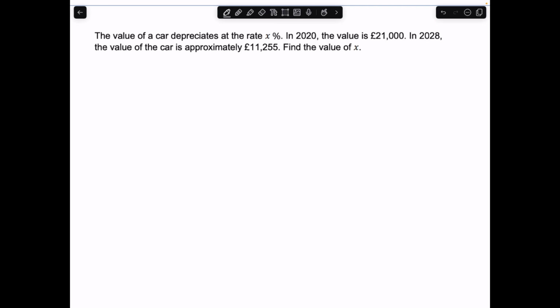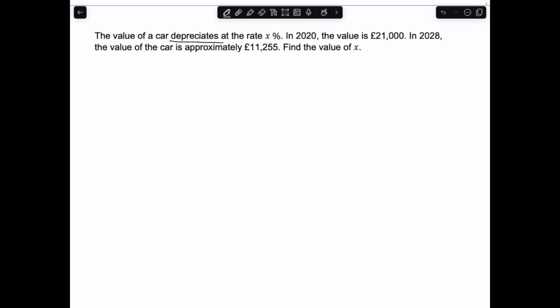The next question says the value of a car depreciates. Now this means that it's depreciating at a rate X%. In 2020, the value is £21,000. In 2028, the value of the car is approximately £11,255, which has decreased, obviously. Find the value of X, which means the depreciation rate.